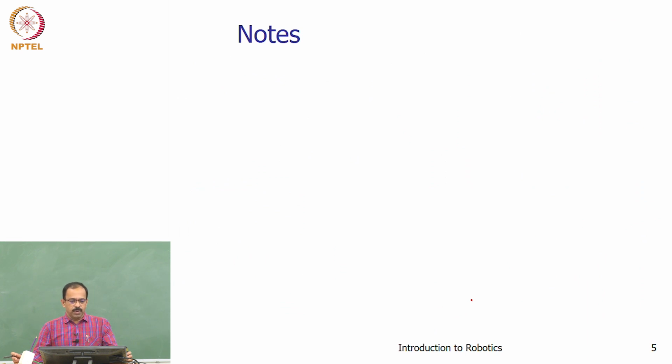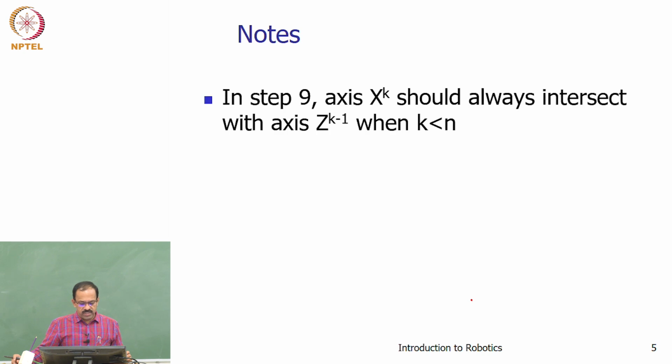Okay, a few points. As I mentioned earlier, this need not be unique, because you can have the ZK direction differently, and therefore you may get a different assignment of coordinate frames. But finally, if you use the parameters properly, you will get the correct final forward relationship. Another important point is that the axis XK should always intersect with axis ZK minus 1 when k is less than n.